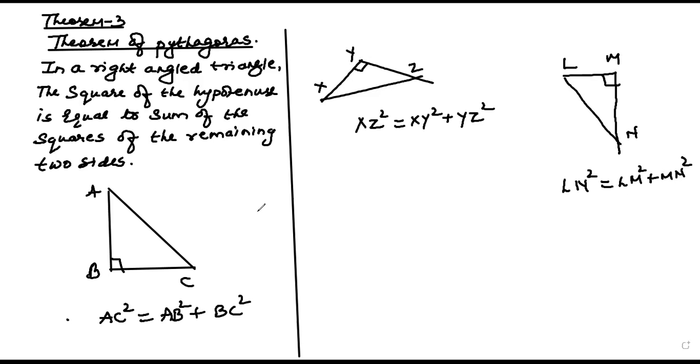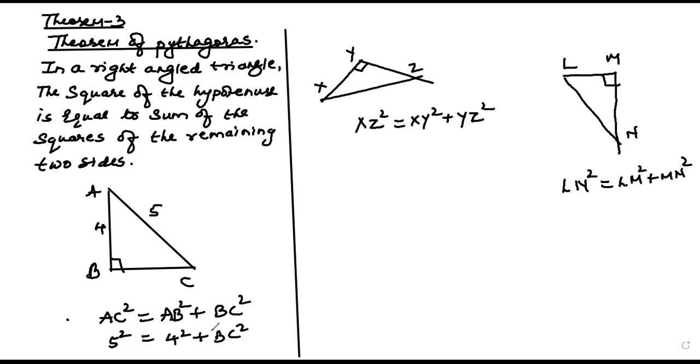What is the use of this right angle Pythagoras theorem, children? Whenever two sides of a triangle are given, like this side and this side, we can find the third side by the Pythagoras theorem. Like AC square equals AB square plus BC square. So 5 square equals 4 square plus BC square. So 25 equals 16 plus BC square. 25 minus 16 equals BC square.